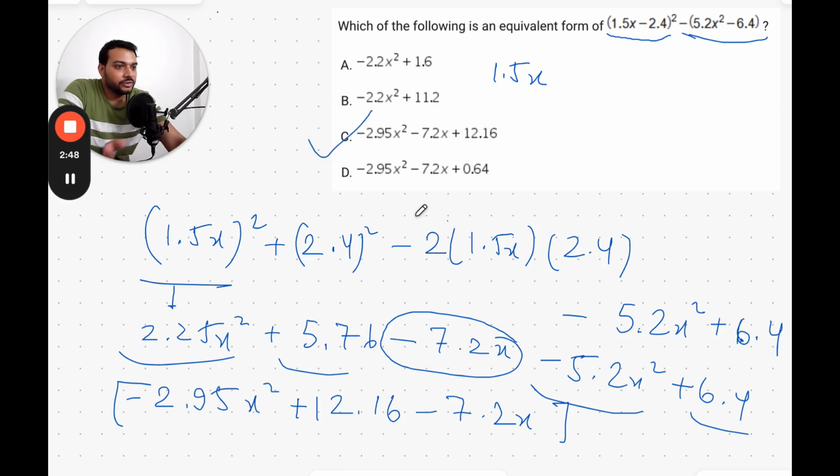Okay, so in this question, we did not apply any trick. It was plain and simple, straight expansion. So sometimes you might need to do that as well.